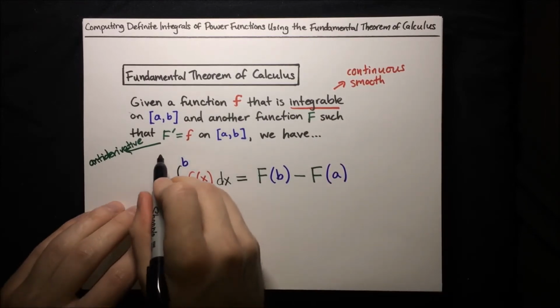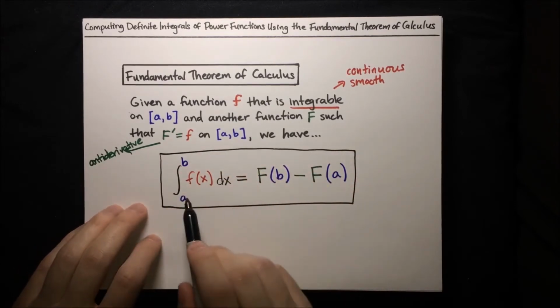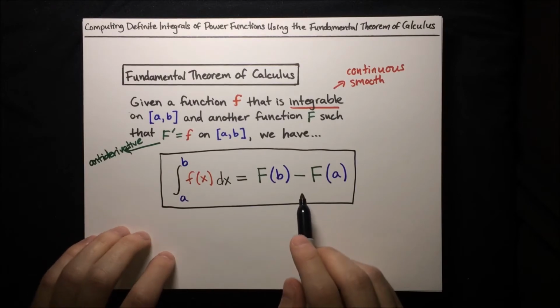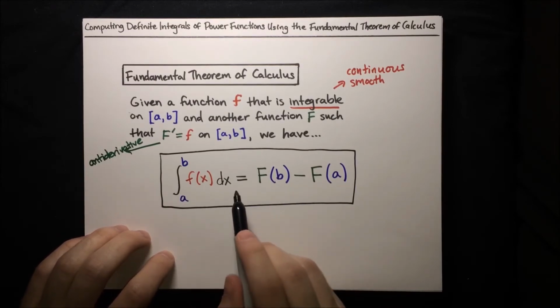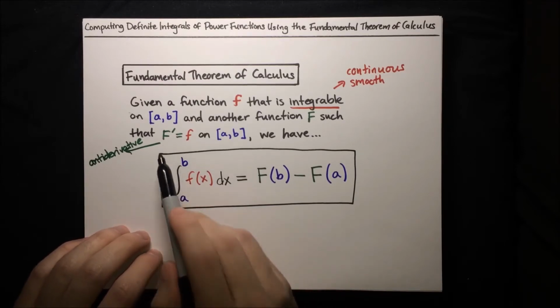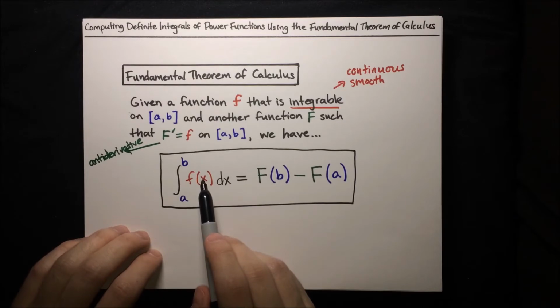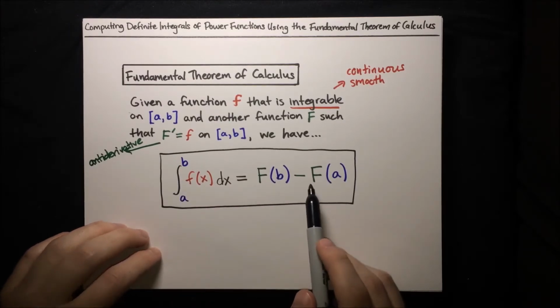Now, this is a really, really useful and important theorem. And the reason it's so useful and important is that it gives us a faster way to compute integrals than taking Riemann sums like we're used to doing. We just need to find the antiderivative of the function within the integral, and then we evaluate it at the bounds of the integral, and then subtract, and then we're done.